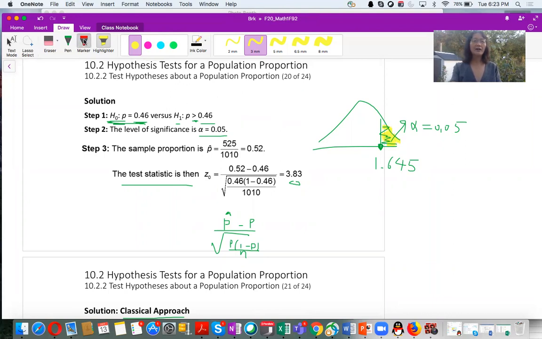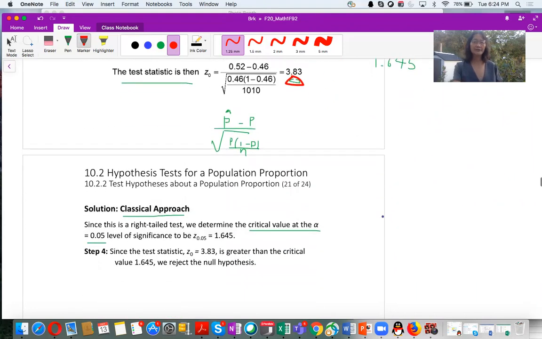Now where is your test statistic? You get 3.83, maybe here. If this is 1.645, this is 3.83. Obviously, the test statistic is in the rejection region. So you reject H0 based on the classical approach.